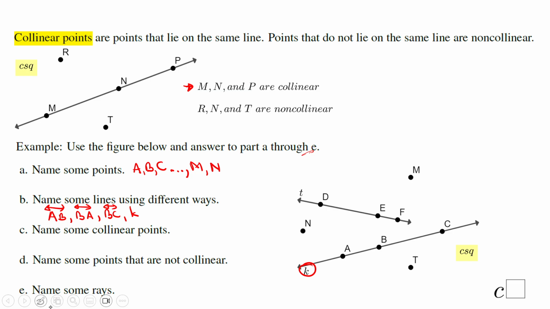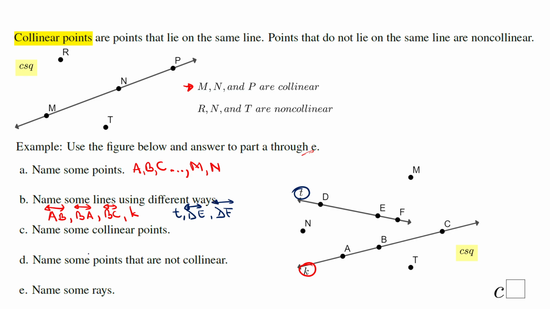Now, if you notice in that picture, we have another line. I'm going to use a different color, line T. Can I call it a different way? Of course, DE will be okay, ED will be okay. But also you can call it DF. So as you notice, there are more ways to name the same line.